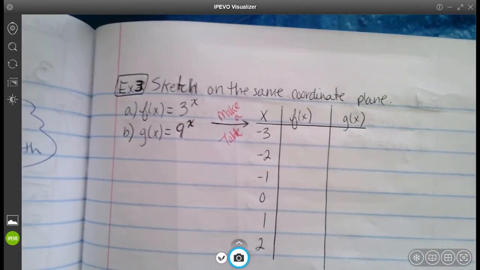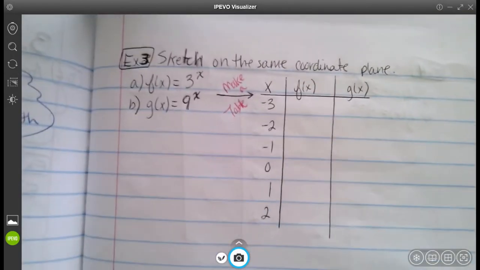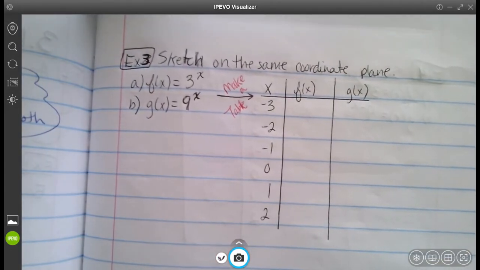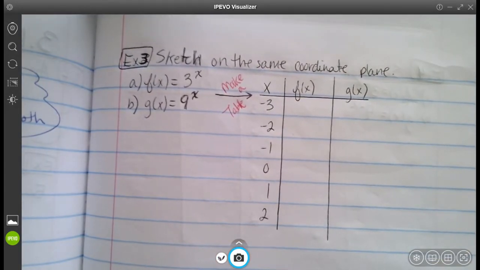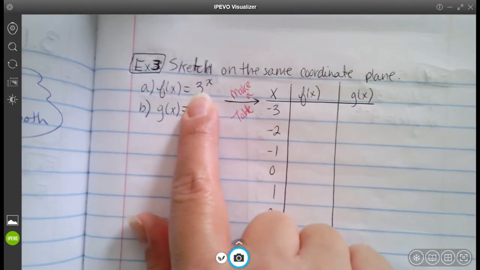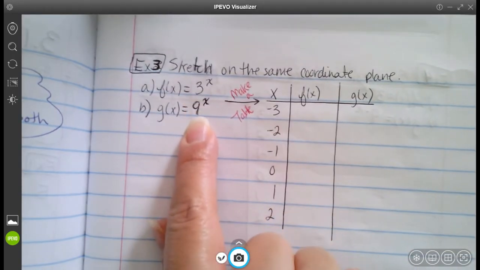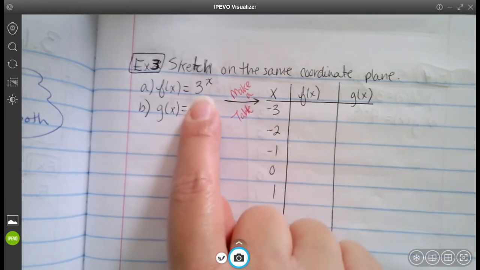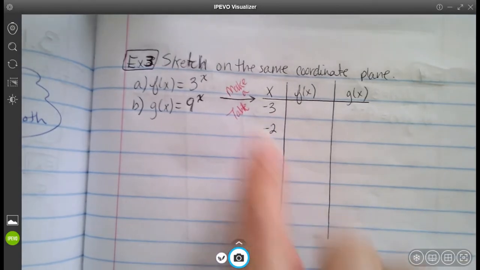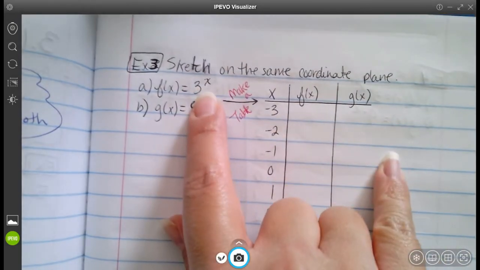So we have example number 3: sketch on the same coordinate plane these two functions. They're both exponential. They have different bases. This one has a base of 3. This one has a base of 9. What that means is that the rate at which this graph is increasing or decreasing, we'll see right now, is going by that number.